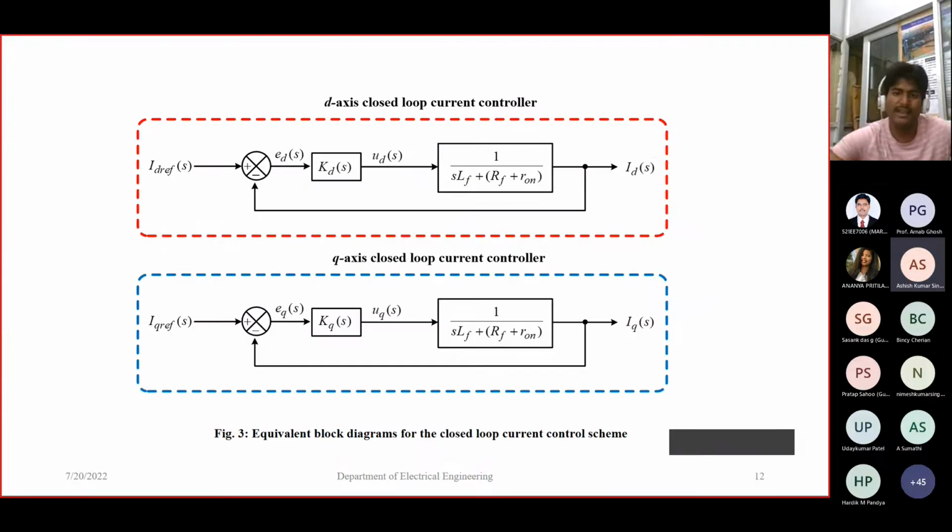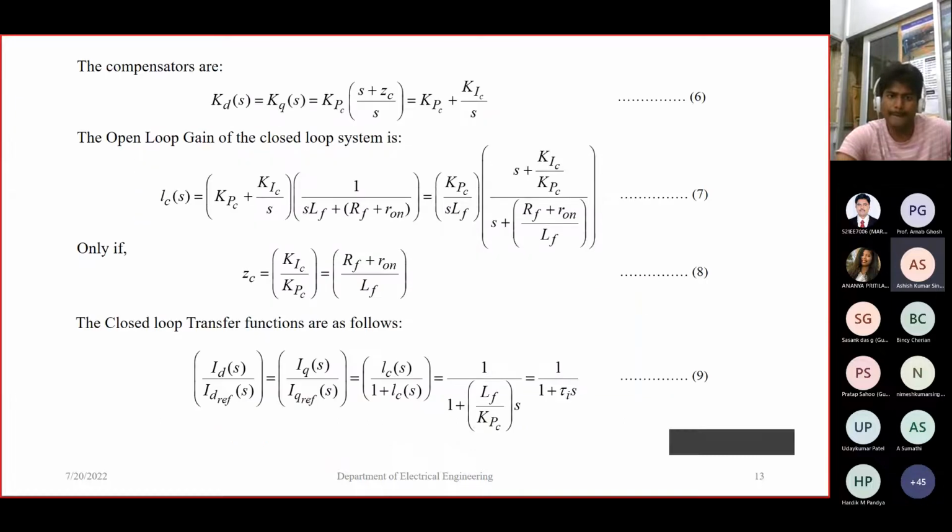Coming to the next slide. After decoupling, we can get the equivalent block diagram of the closed-loop current control scheme. Here I am using one PI controller for each axis to control the system in the current control loop. The compensator KD, KQ equals the PI compensator, KP plus KI by s. From these equations we can understand how to design the KP and KI values, and equation 9 shows the closed-loop transfer function of the inverter.